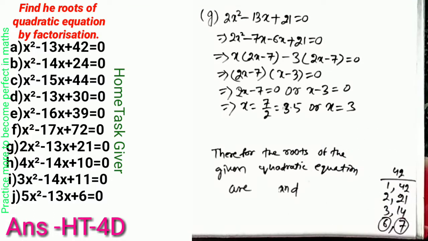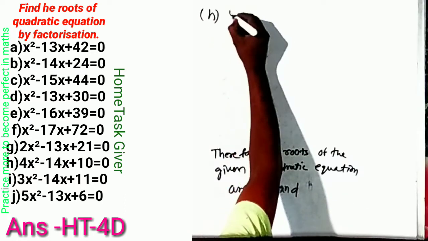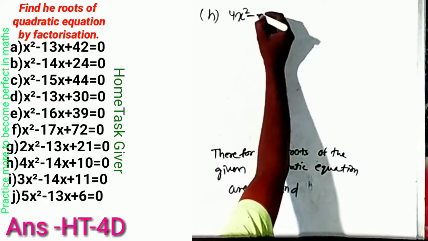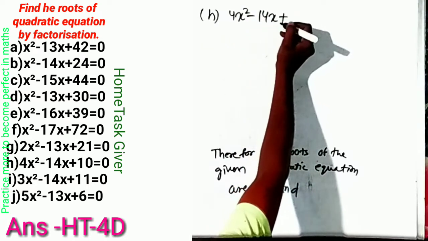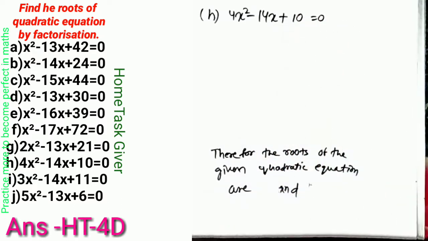So therefore the roots of the given quadratic equation are 3.5 and 3. 4x squared minus 14x plus 10 equal to 0. Here the coefficient of x square is 4 and the constant is 10. So 4 into 10, 40, factorize it: 1 and 40, 2 and 20, 4 and 10, 5 and 8. So here the two terms are 4 and 10, so their product is 40 and sum is 14.